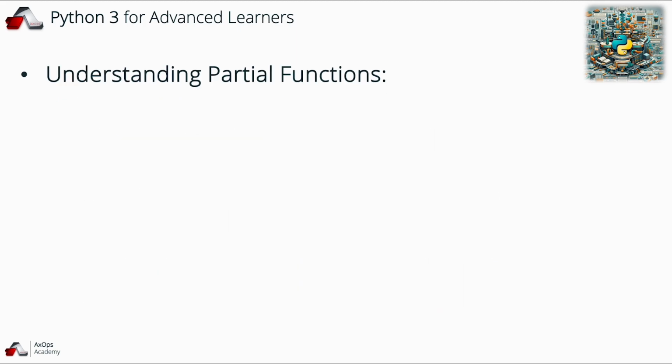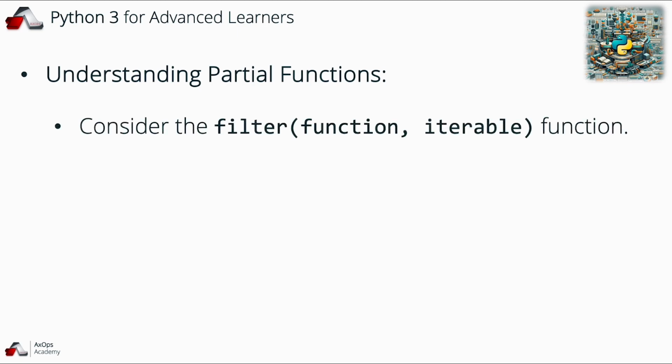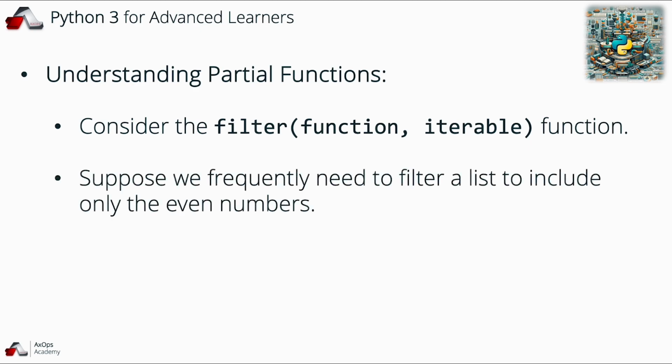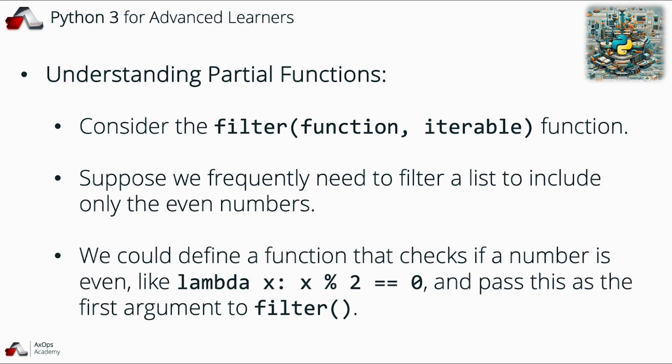This is particularly useful in scenarios where we repeatedly apply a function with several common arguments. To illustrate the concept of partial functions in a different context, let's utilize Python's built-in filter function. The filter function is used to construct an iterator from elements of an iterable for which the function returns true. Suppose we frequently need to filter a list to include only the even numbers. This scenario is a prime example of a situation where a partial function can be useful.